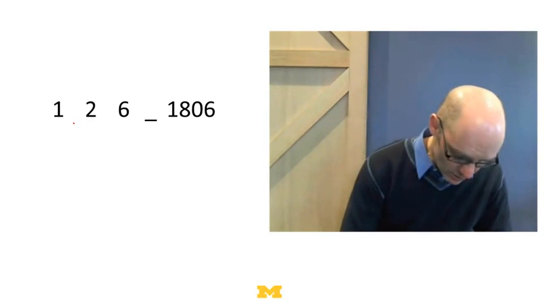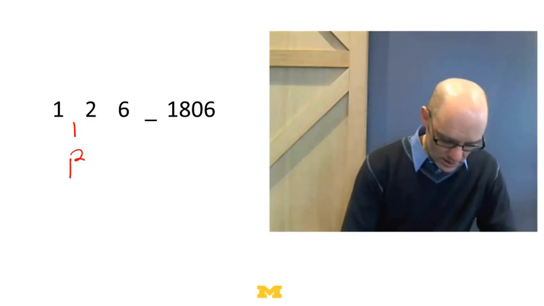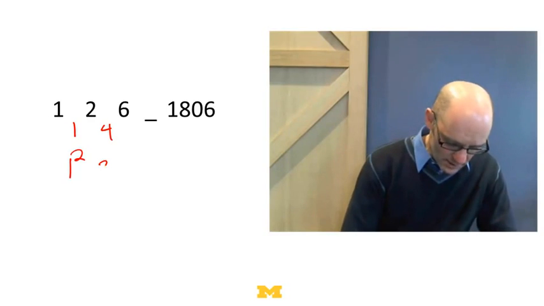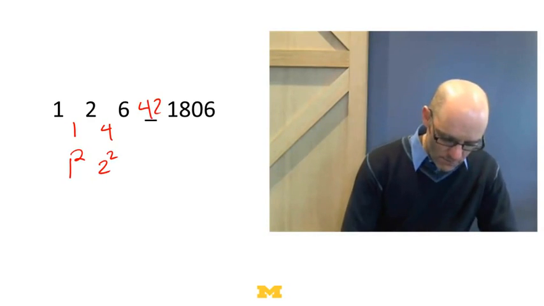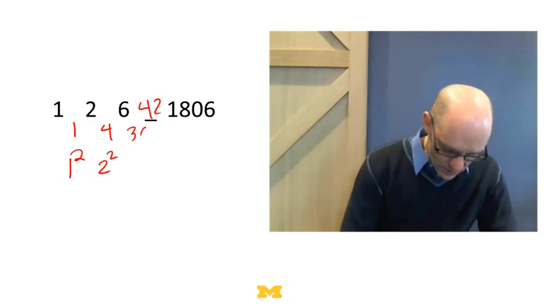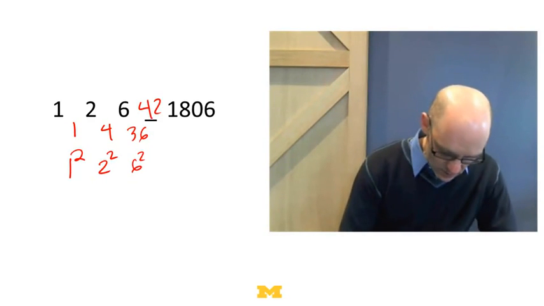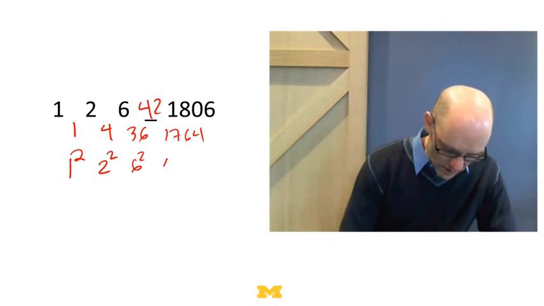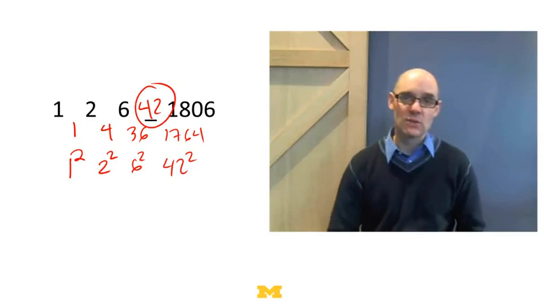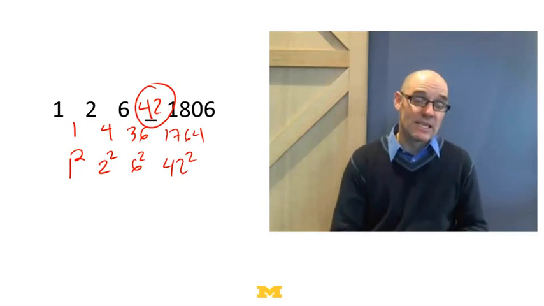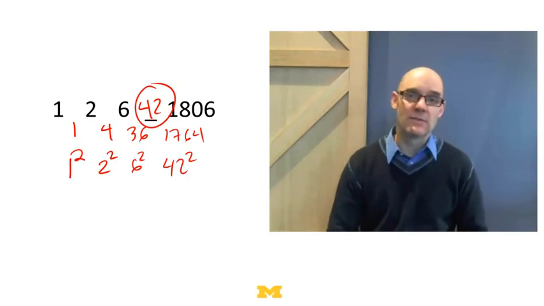Let's think about it. What's 2 minus 1? That's 1, but that's also 1 squared. What's 6 minus 2? That's 4, but that's also 2 squared. What's 42 minus 6? That's 36, which is 6 squared. And what's 1806 minus 42? That's 1764, which is 42 squared. So the answer to this one, 42, could be gotten by realizing you just combine the first two tricks, squaring and subtracting, and that gives us the answer.